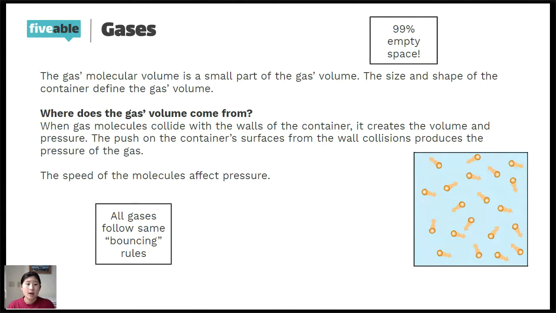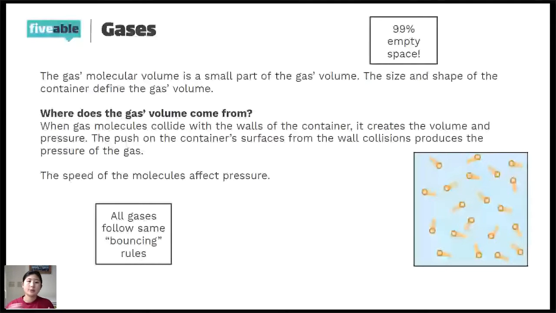So where does the gas volume come from? When the gas molecules collide with the walls of the container, that creates the volume and the pressure. If you were to analyze the gas in your room, the air that we breathe, your room would contain that gas, and that would be the volume of the gas. But if you were to let it out into outer space, then there is no volume, and it just becomes a free flow of gas molecules. So the volume is really just how big the container of the gas is.